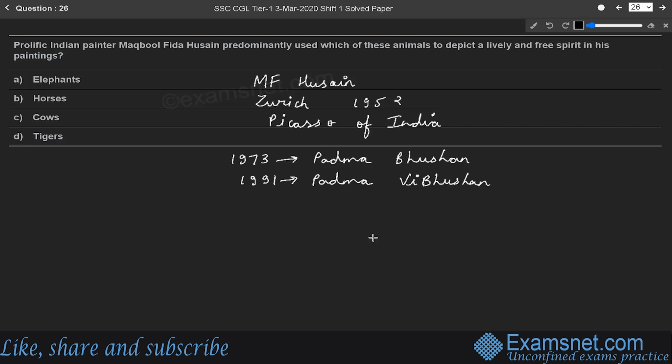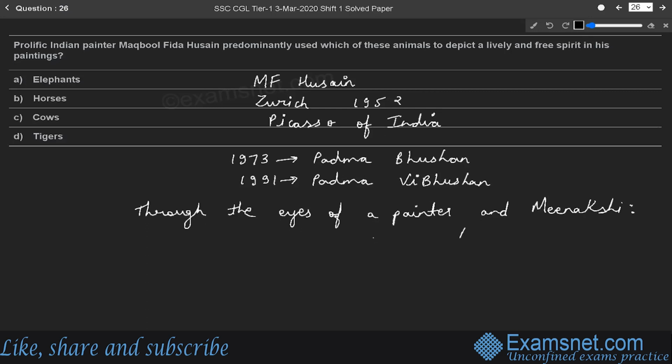He also directed many movies, and among them there were two national award winning movies which were Through the Eyes of a Painter and Meenakshi: A Tale of Three Cities. These are the two national award winning movies directed by him. Also, Gaja Gamini was a film that was directed by him.